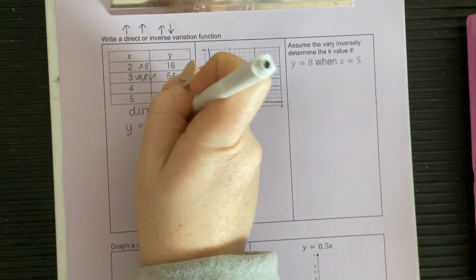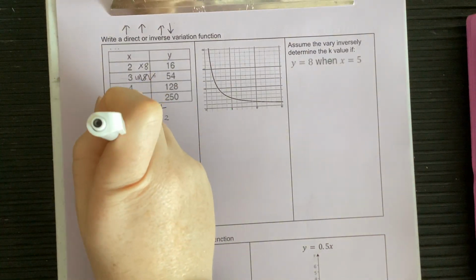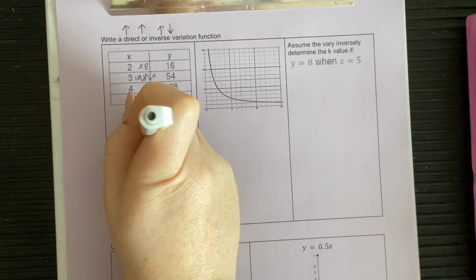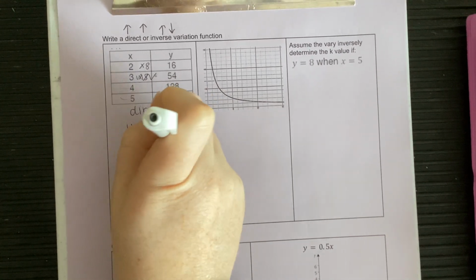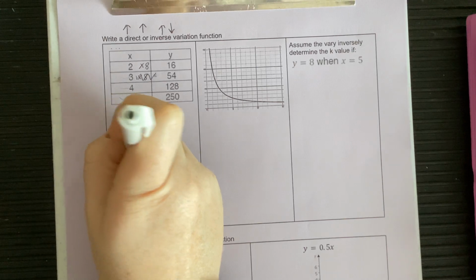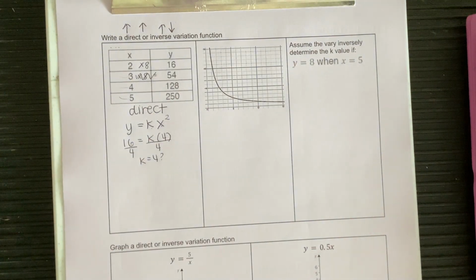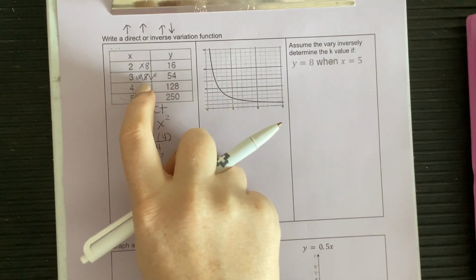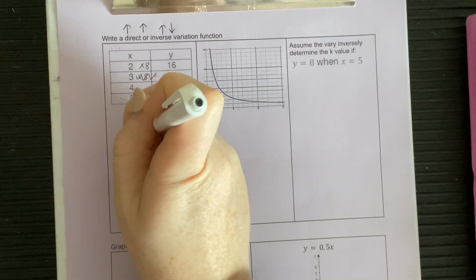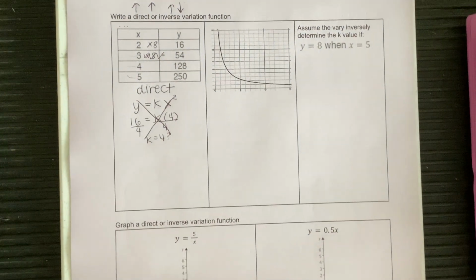So maybe we'll try x squared. Let's plug it in. 16 is equal to k times x squared, which is 2 squared, so 4. So k is equal to 4. We're going to try that for the next one. 3 squared is 9, times 4 is not 54. So x squared does not work. Then we keep changing, and you've got to keep changing until you figure out what it is.